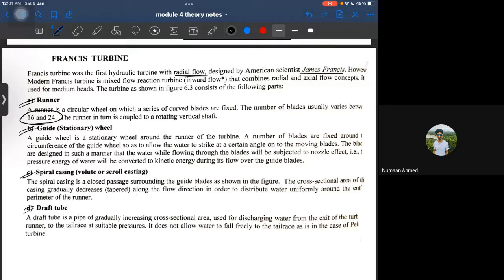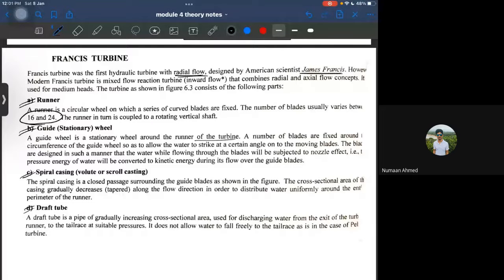The guide wheel is a stationary wheel around the runner of the turbine. A number of blades are fixed around the circumference of the guide wheel so as to direct the water at a certain angle. This stationary wheel is used as a nozzle to guide the water into the runner; there is no separate nozzle in a Francis turbine. Then the spiral casing, famously called the volute casing, guides the total water into the turbine.